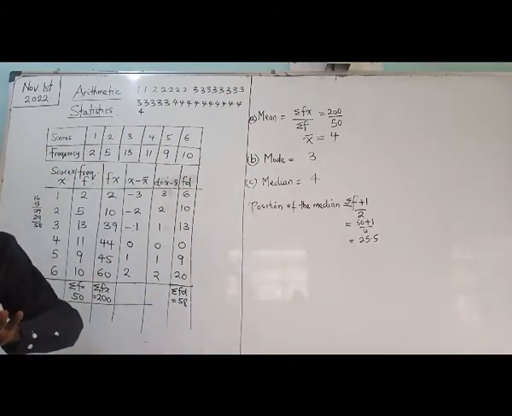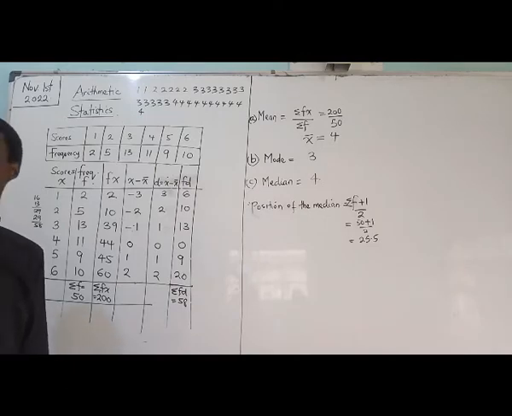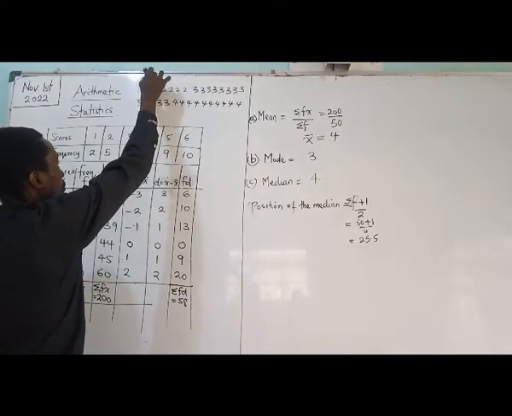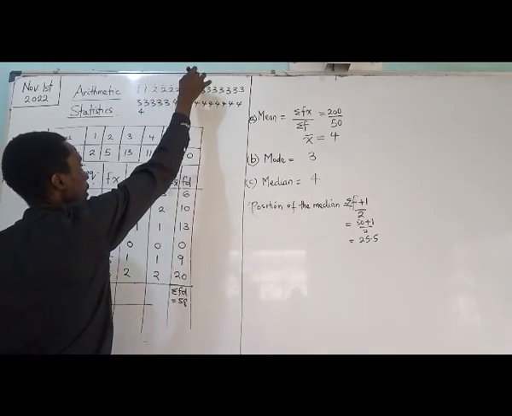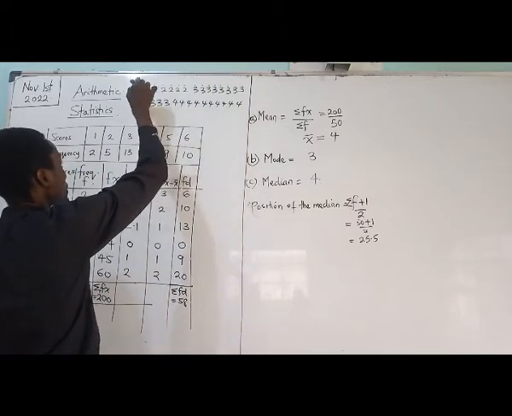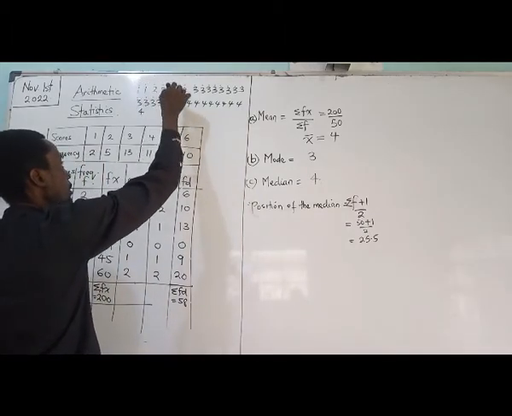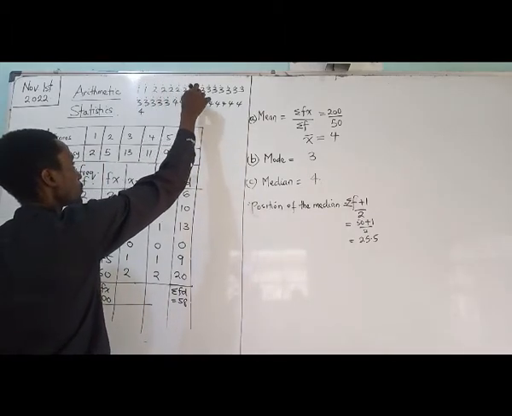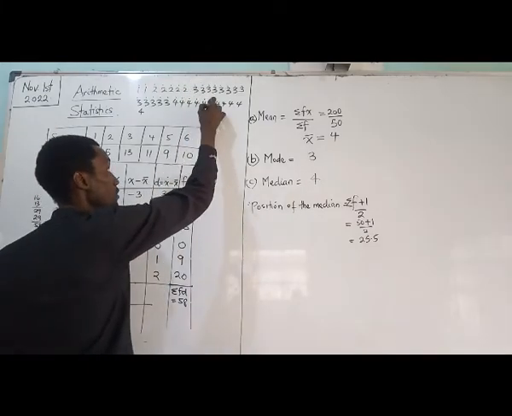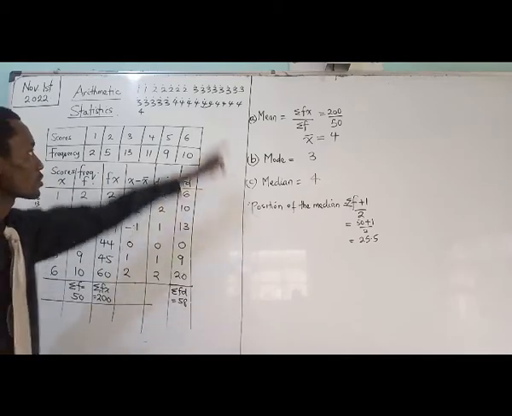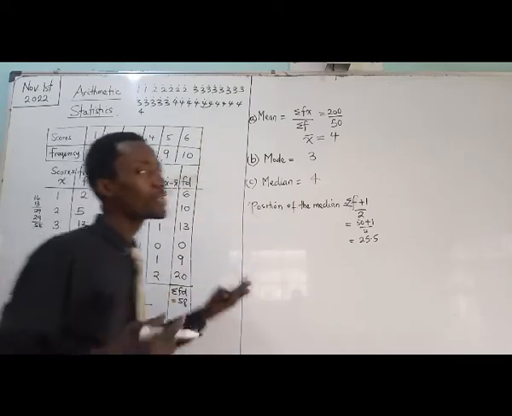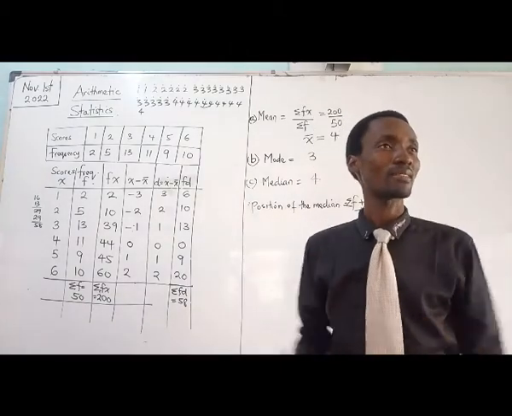So we said the 25.5th position. So we'll count 1, 2, 3, up to 25. Now 25.5 means that there are 2 numbers sharing that position. So if you look at it, 4 plus 4 divided by 2 will still give me 4. So whichever method you use is the same answer.